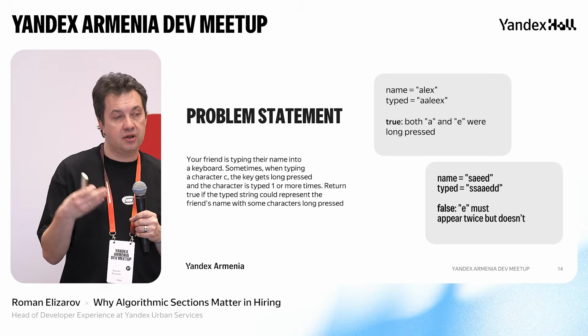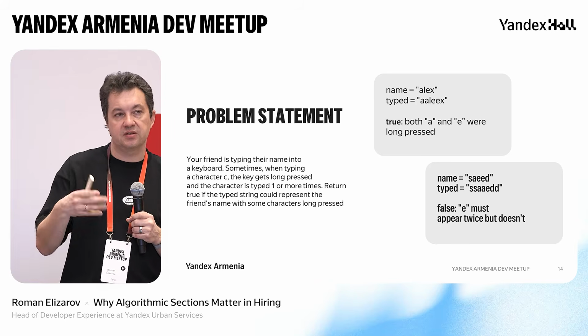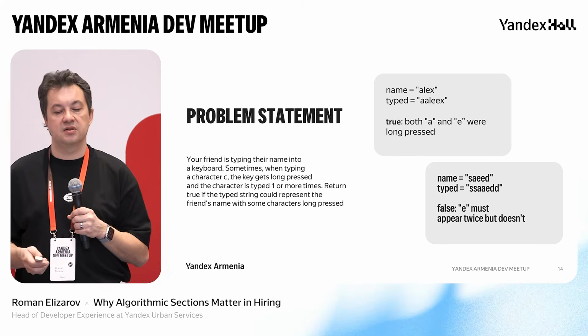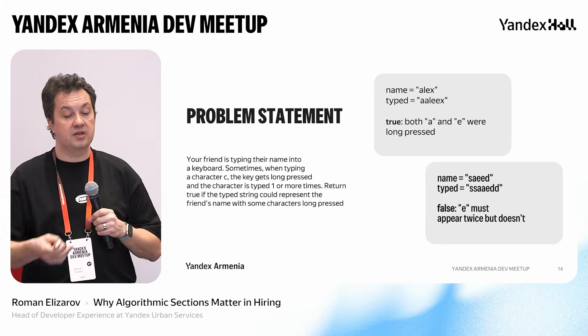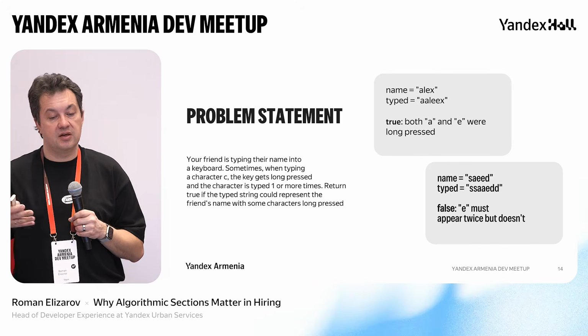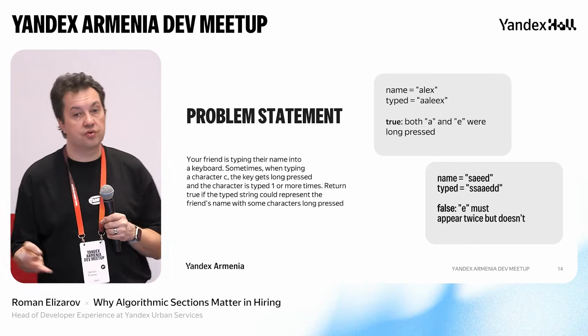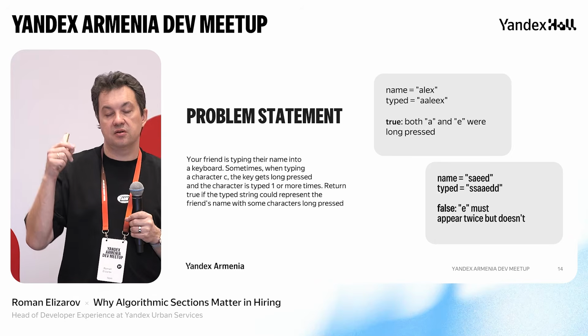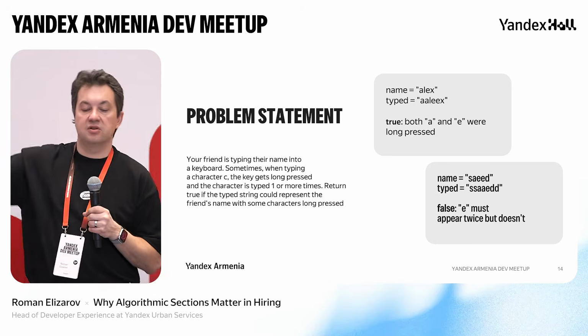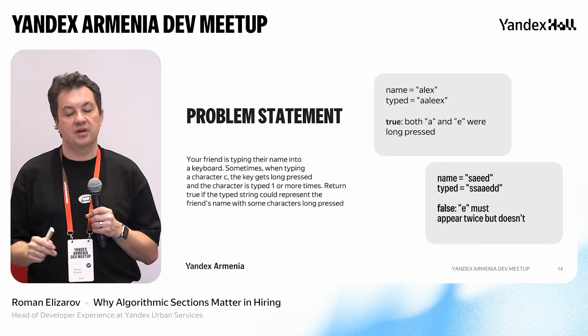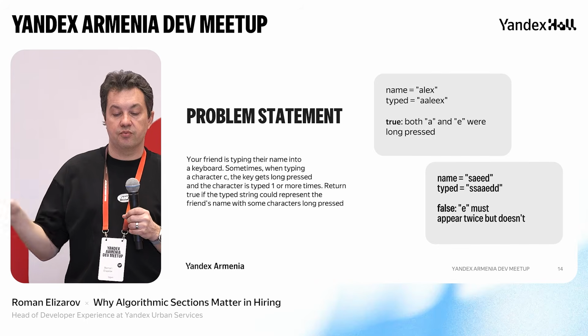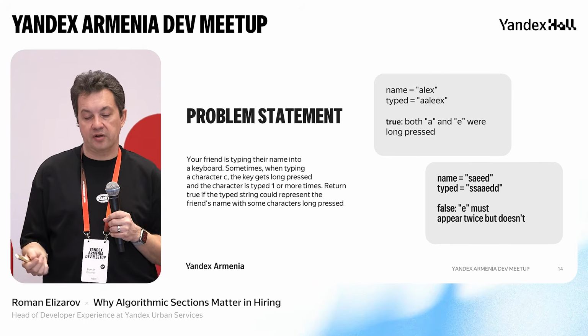And as usual, when we give a problem, we give examples, and they always come as a part of it. The example here is this. For example, if the name was Alex and the typed string was AALEX, then the function should return true, because in this case, you could long press, double press A, then press L, then double press E, then press X, and it's going to be correct.